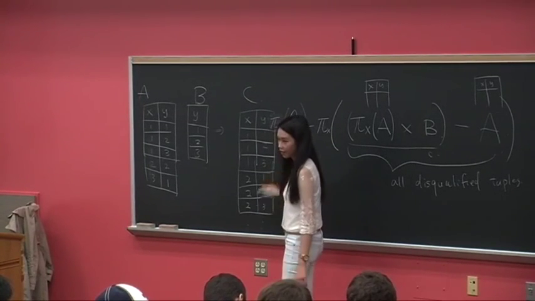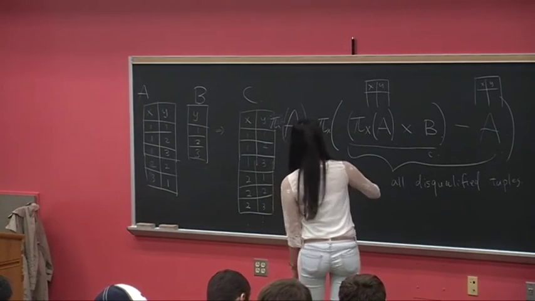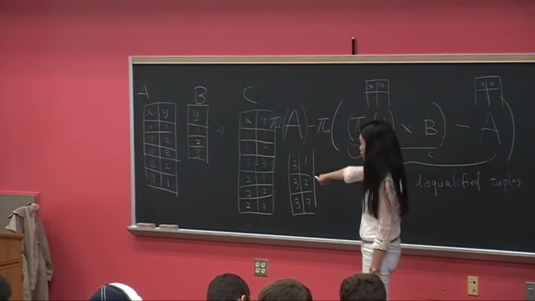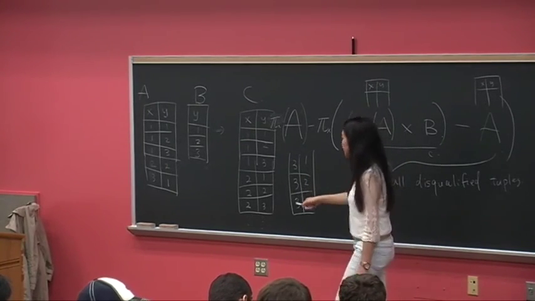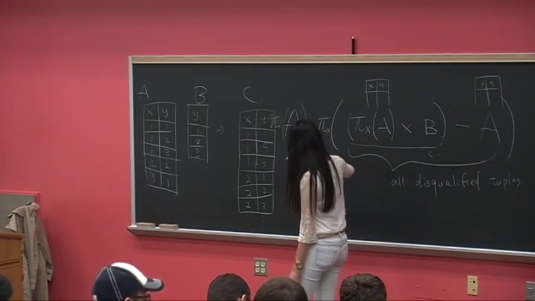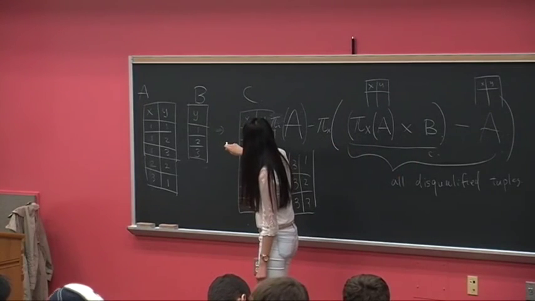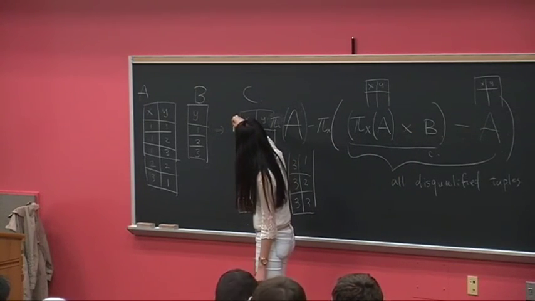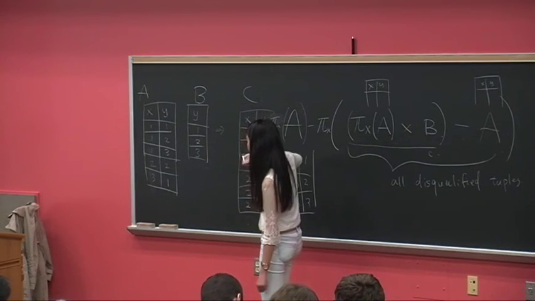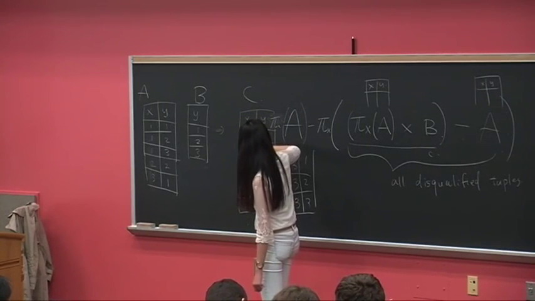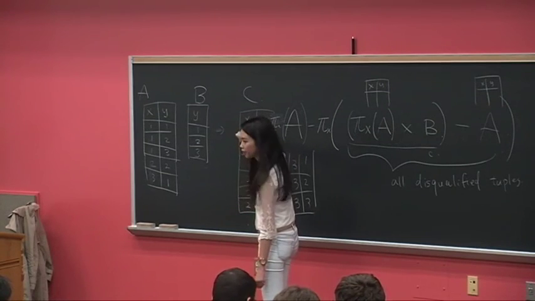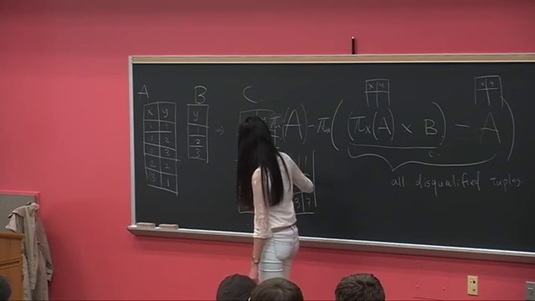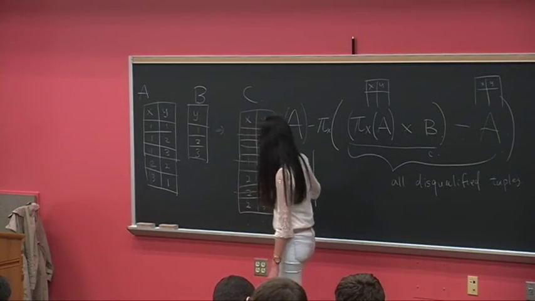Okay, let's extend that from here. So that's here, correct? That's the cross product. Take the ones that are in here but not in A. So we will keep the ones in here but not in A. So this one will be out. This one will be out. This one will be out. This one will be out.